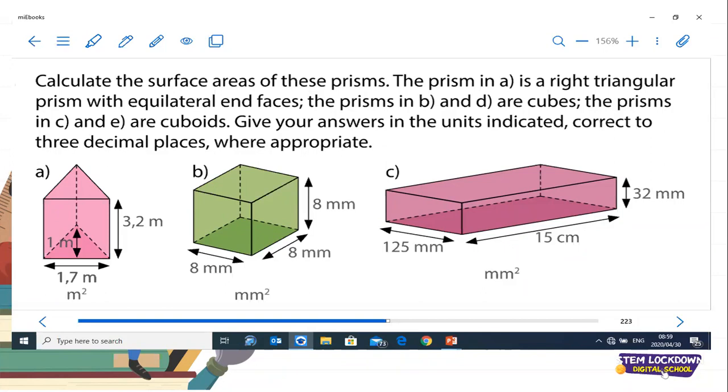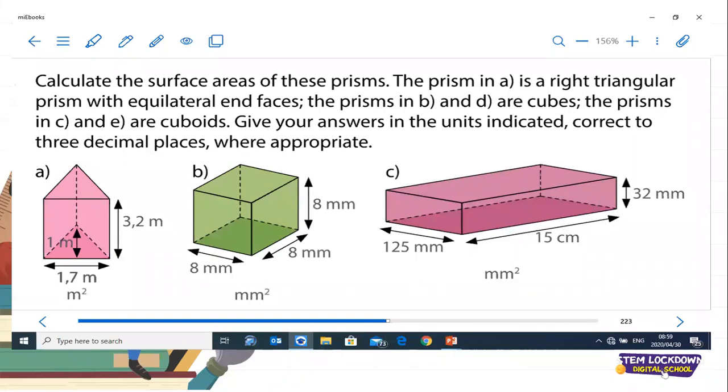So you write a half, that is 1/2, and then you open your bracket, then you multiply by the breadth. The breadth is 1.7, and then you multiply 1.7 with the height of the triangle, which is 1. So you multiply by 1, and then also multiply by the height of the prism, which is 3.2. So basically, that's what you do.